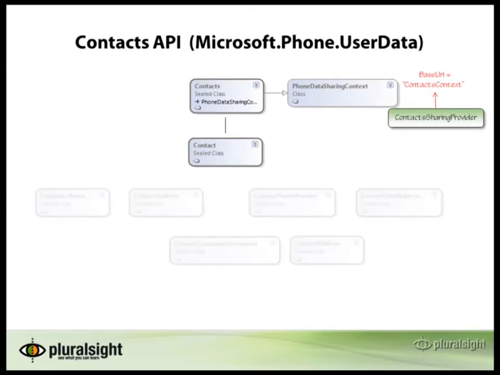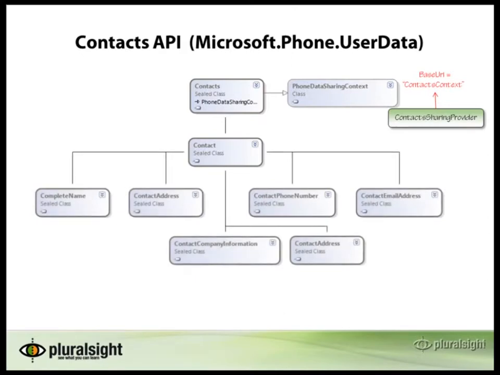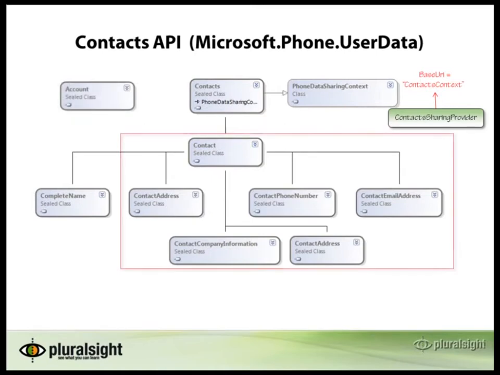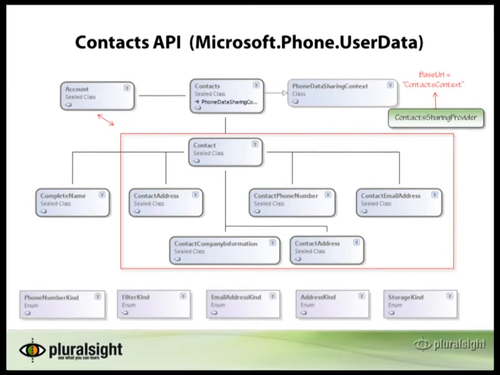Now, there's also a bunch of other related data associated with a contact, such as name information, physical address and email address information, phone information, and company data. All the classes in the hierarchy, except CompleteName, are associated with one or more accounts that identify the actual source of the data. There are also some enum types that we can use in our queries to filter data.